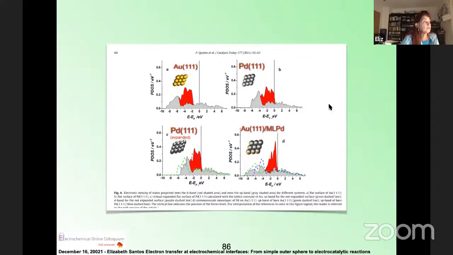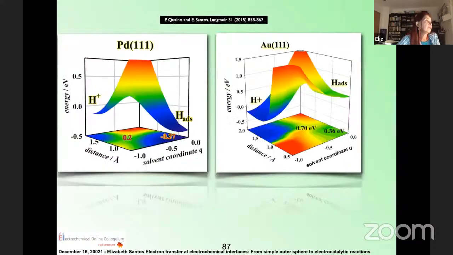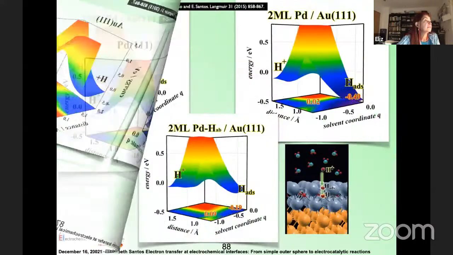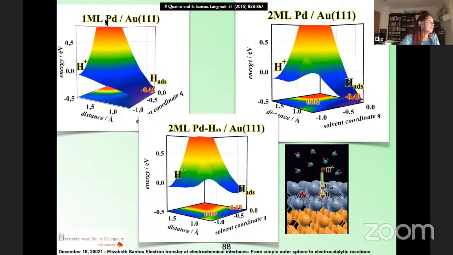But these are different systems: different metals with the same orientation, a monolayer on metal, and how the electronic shapes of the bands change depending on how this metal is organized. And here we compare: palladium is a good catalyst, but gold is not. The activation energy is larger, and we have different systems. One monolayer of palladium on gold is still better than the case of pure palladium. And two monolayers are not as good as one monolayer.